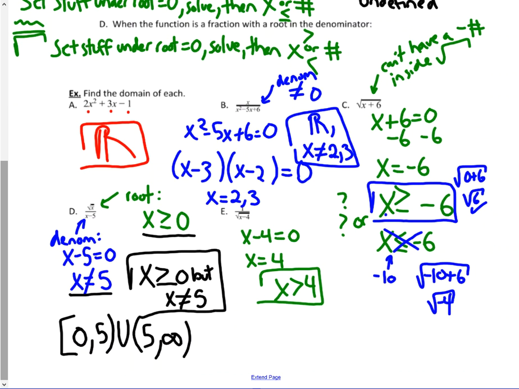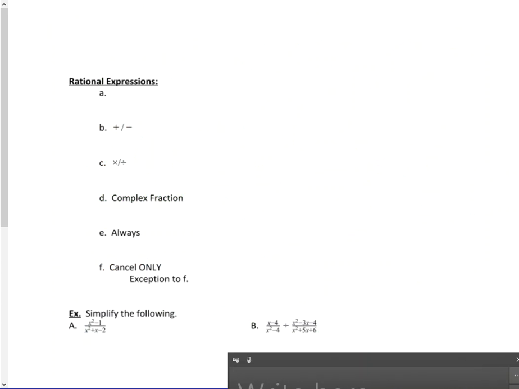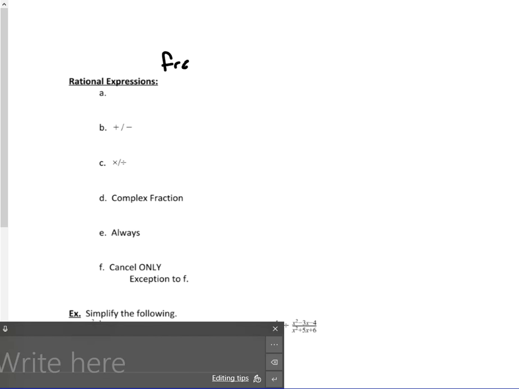Why is this important? Well, because we're going to be working a lot with rational expressions in this class. What is a rational expression? Well, okay. A rational expression is just a fractional expression.